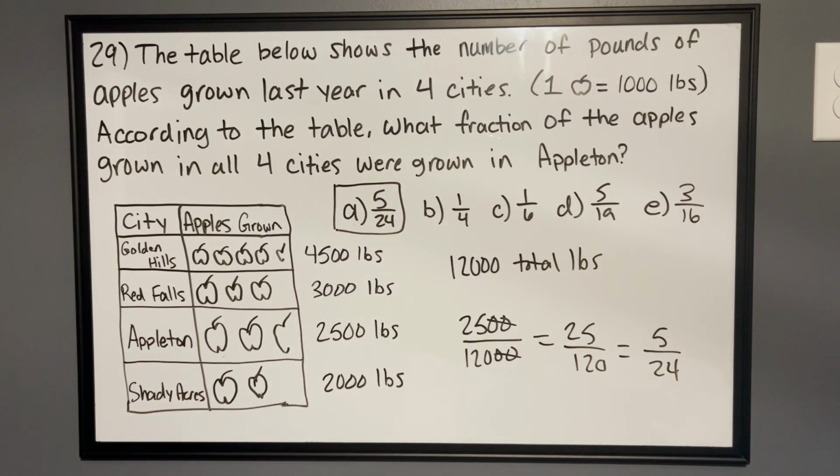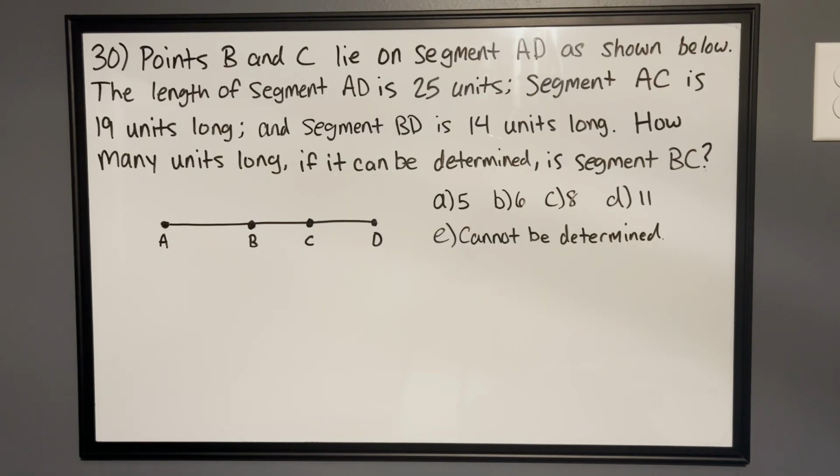Let's move on to question number 30. Okay, so here we have question number 30. It says points B and C lie on segment AD as shown below. The length of segment AD is 25 units. Segment AC is 19 units long, and segment BD is 14 units long. How many units long, if it can be determined, is segment BC?